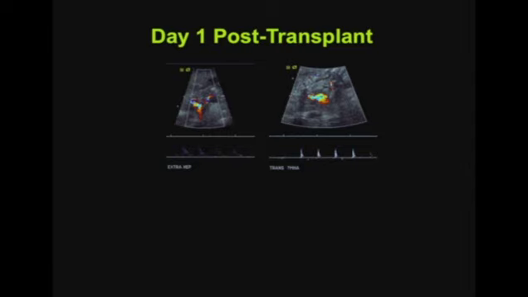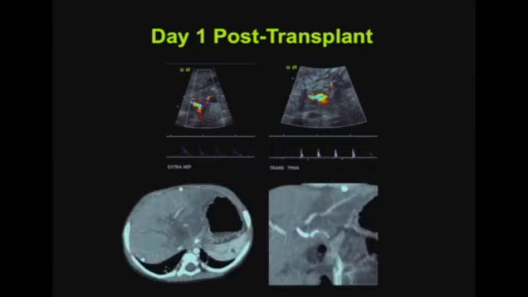One day later, you see that the arterial waveforms are barely detectable. This patient went on to have an emergency CTA, and you can see that already there's been some damage to the graft. We have these geographic zones of diminished parenchymal enhancement, and the main hepatic artery within the hilum and more distally within the liver is completely occluded.